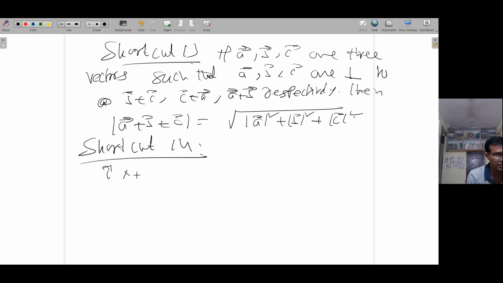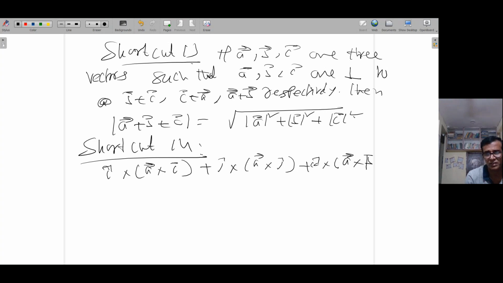I vector cross (A vector cross I vector) plus J vector cross (A vector cross J vector) plus K vector cross (A vector cross K vector) is equal to 2 A vector.